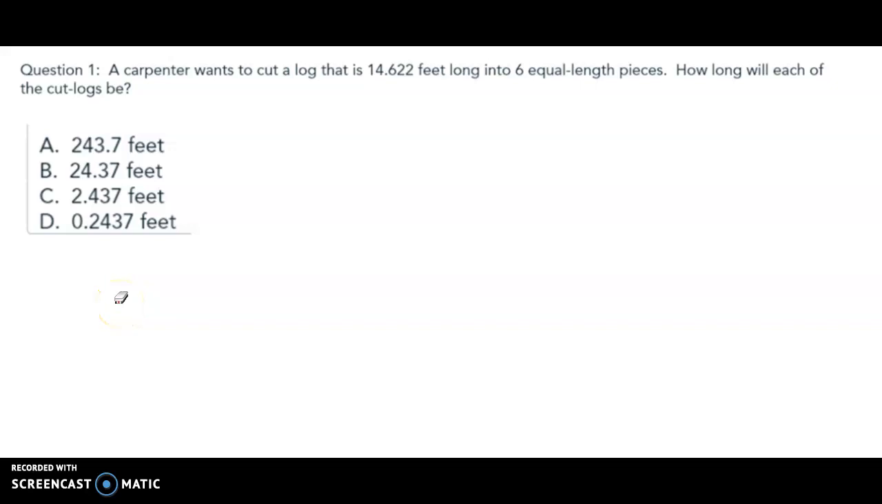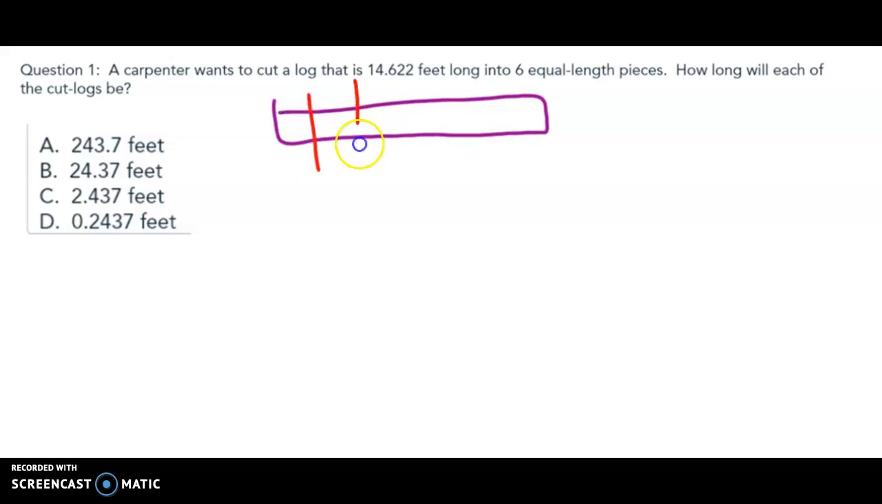All right, we've got a log, and here it is. We're going to draw it. We're going to cut the log into 6 equal pieces. 1, 2, 3, 4, 5. That will give us 6 equal pieces. If we're cutting something over and over again, that is dividing.